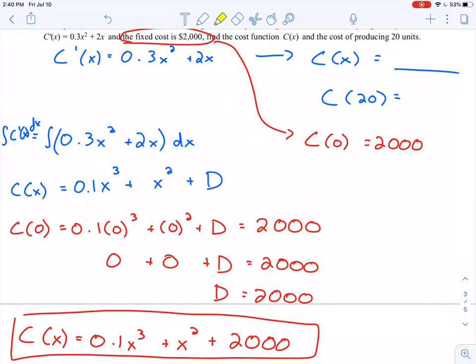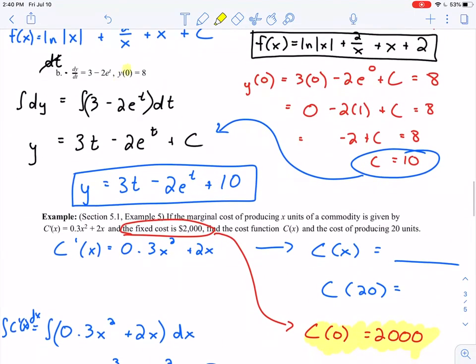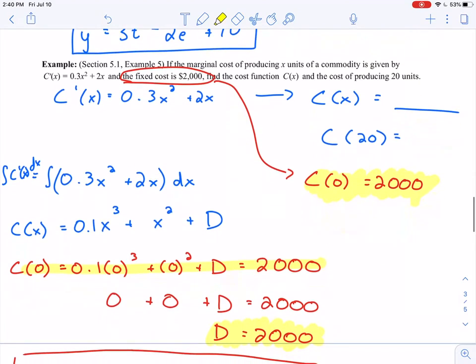One thing I'll mention about this problem, a really bad habit I'll see some students use is they'll say, hey, if I see C of 0 equals 2,000, I feel like that gives me a free pass to just conclude that my constant of integration is equal to 2,000. Please don't make that mistake. It's a very, very easy mistake to make. Look back at our last example. Here we said y of 0 is equal to 8. Notice that our constant of integration was not 8, it was 10. So we want to be careful. You do need to go and actually plug in 0 for x and set your function equal to 2,000 to solve for that variable. Otherwise, it's going to be really, really easy to make a mistake when you are solving for that constant of integration.